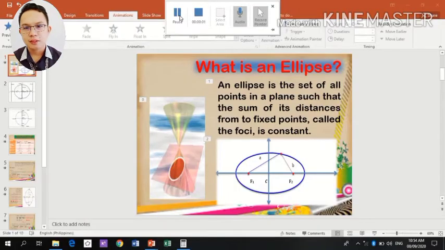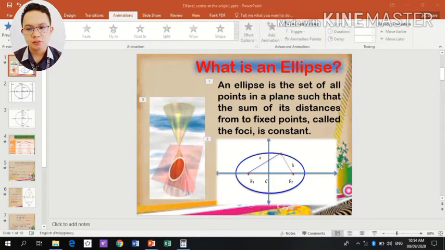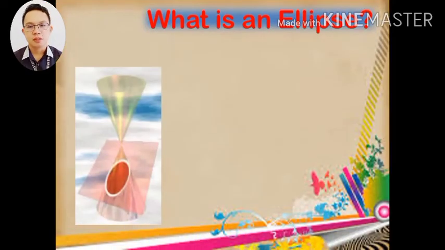Hello students, this time I'm going to discuss a new lesson for your week 3 and week 4. So the title of this lesson is on ellipse. You have already encountered the term ellipse in lesson 1. This is one of the types of conic section.